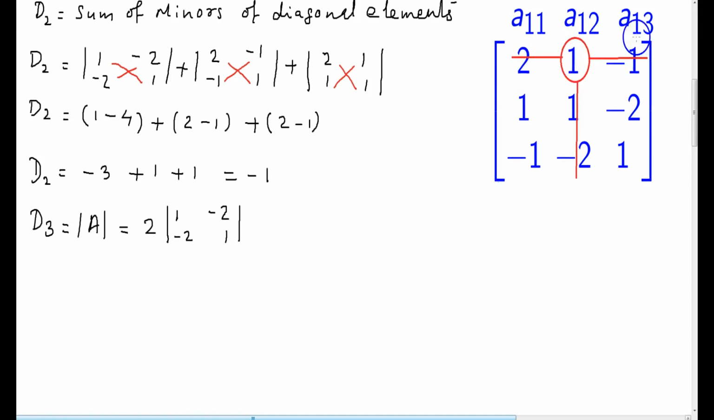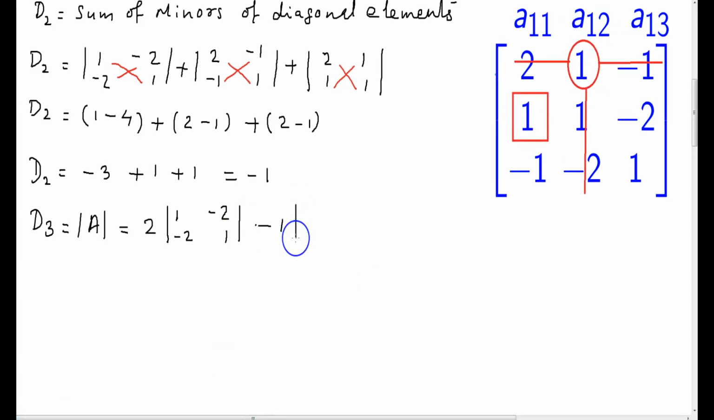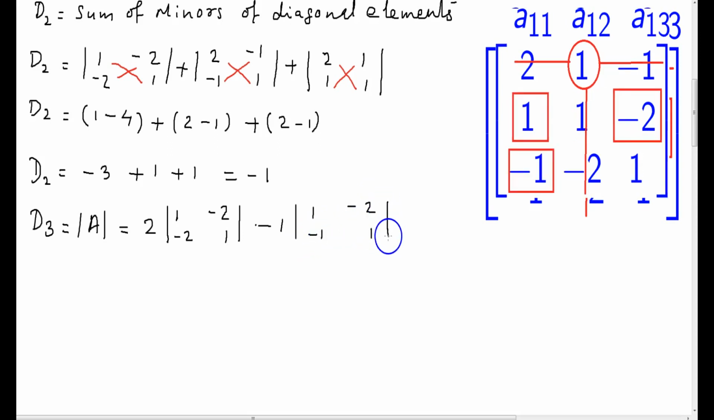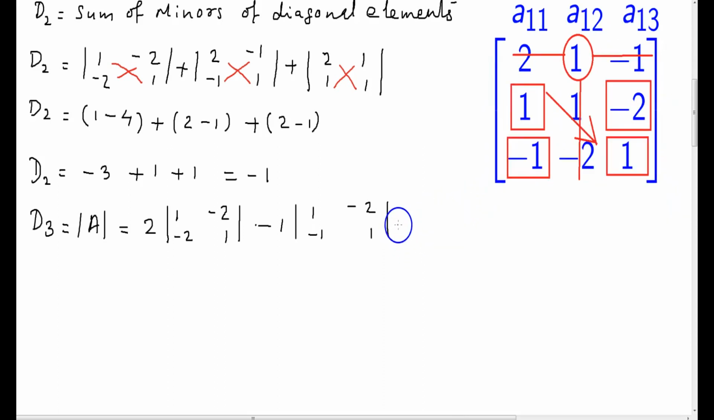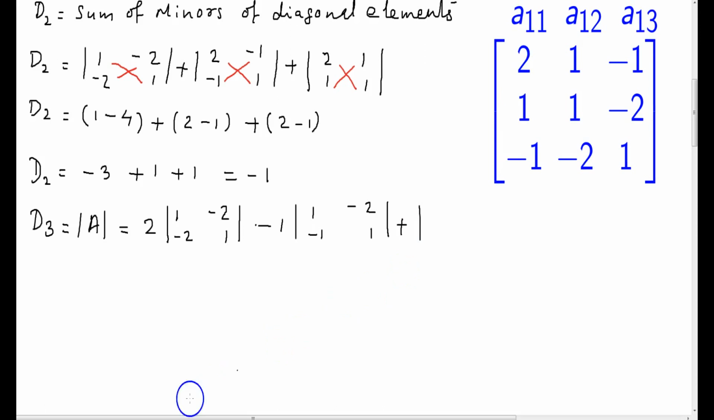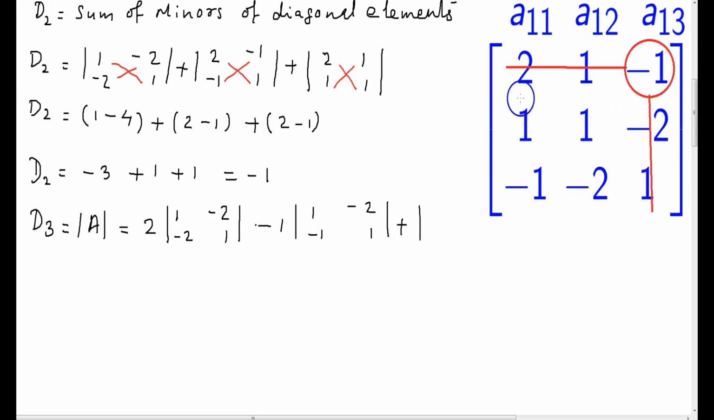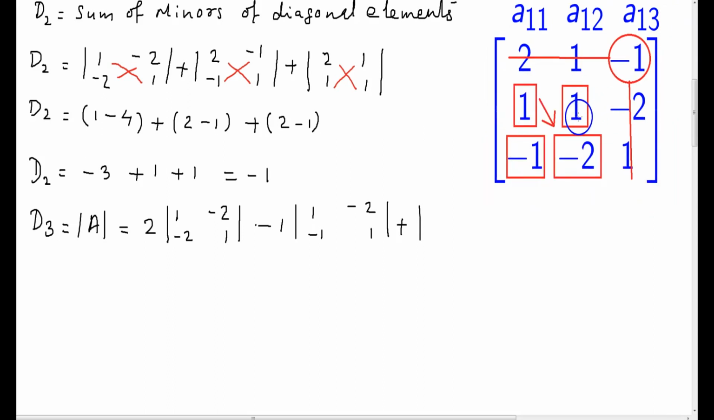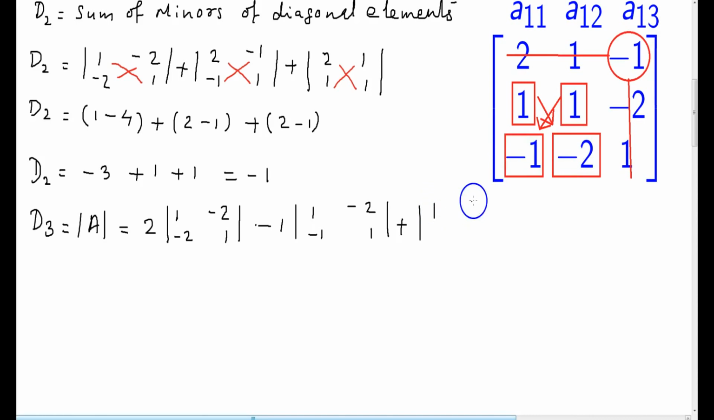minus A12 into minor of A12. Here A12 is 1 and minor of A12 is 1 minus 2, minus 1 1. Plus A13 into minor of A13. Here A13 is minus 1 and minor of A13 is 1 1, minus 1 minus 2.